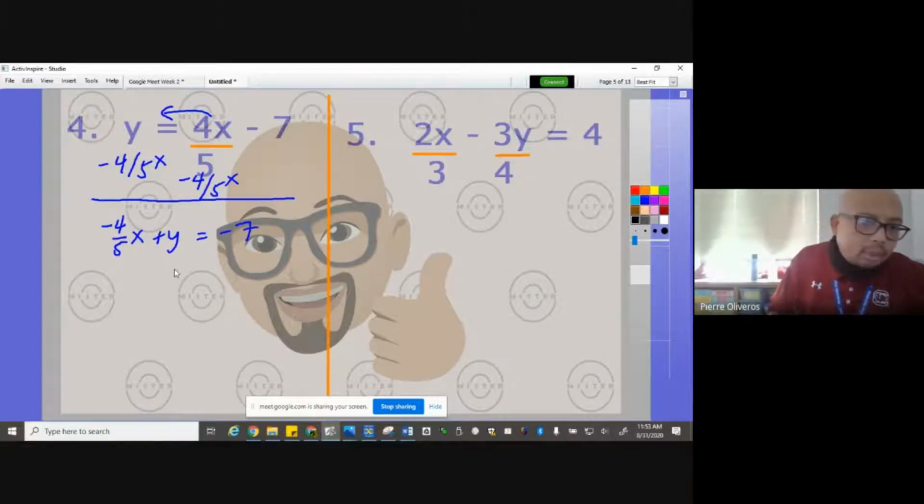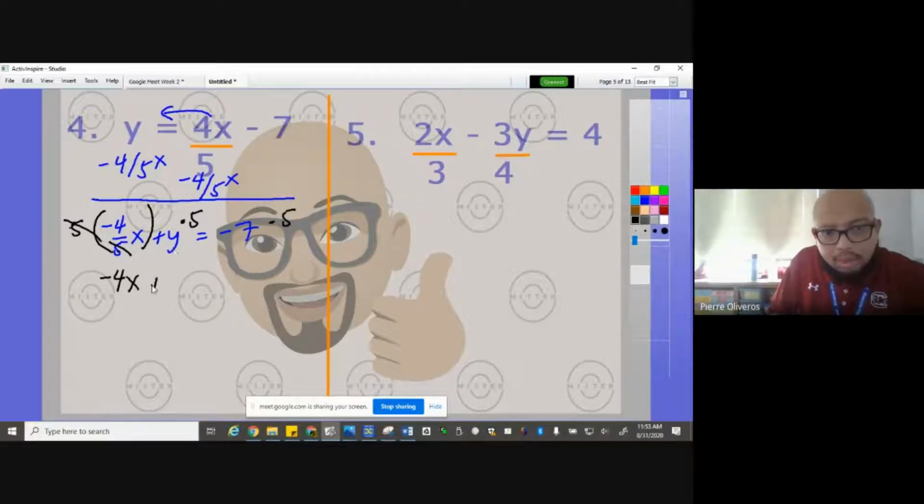And I would like to get rid of the fraction. So I'm going to multiply this by 5, this one by 5, this one here by 5 also. So the 5 and the 5 here will cross out. It will become negative 4x. 5 times y is positive 5y is equal to negative 35.